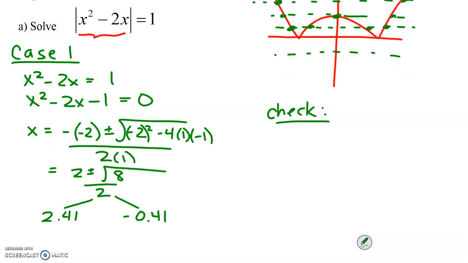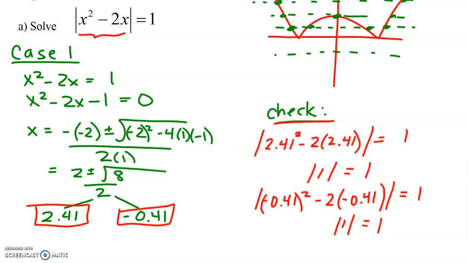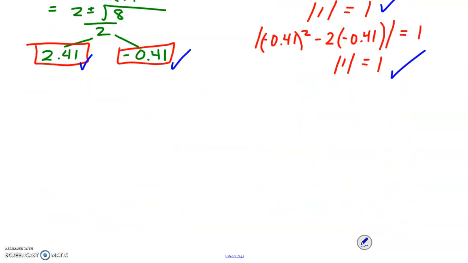So when you go through your quadratic formula, you should get 2 different options, either x equals 2.41 or x equals negative 0.41. Then we must perform the check to see if these work. Checks with decimals are going to be approximate. And when you go through a check, you should find that they both get the absolute value of 1 equals 1, which means both of these answers check. So now we need to continue on with case 2.